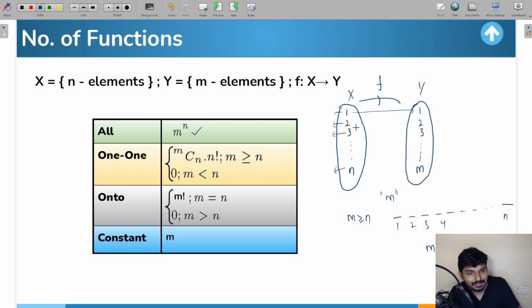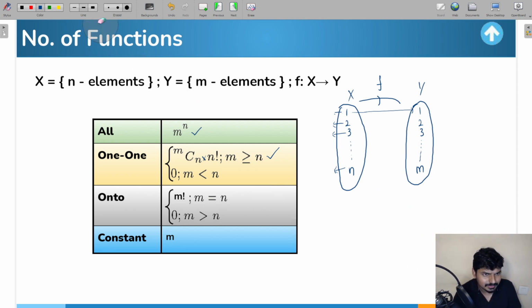So if you want to calculate the one-one functions, whenever m is greater than or equal to n, the formula would be mPn, or you can write mCn into n factorial. It's basically the same thing. I hope this is clear for you. And when n is greater than m, the number of one-one functions would be 0. I'll tell you the reason for that. Why are we getting 0 in this particular case, guys?